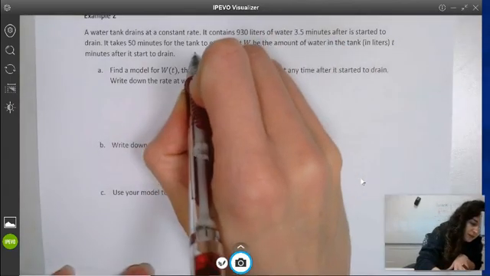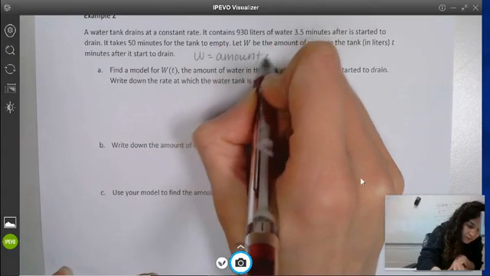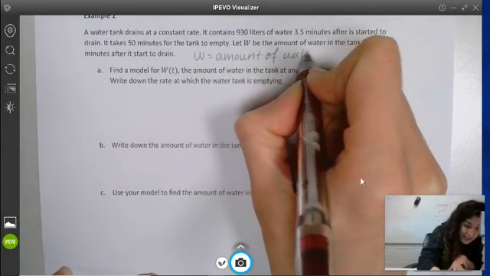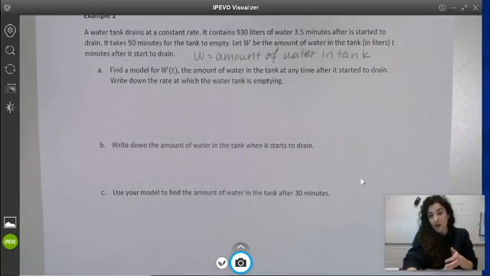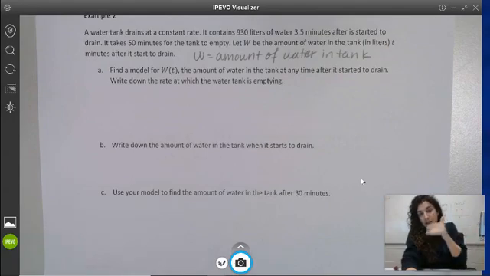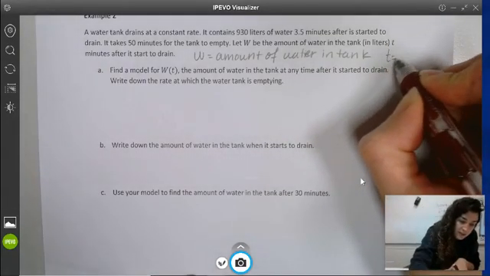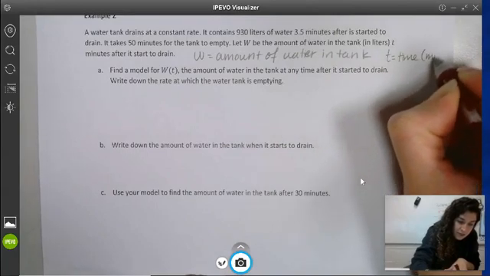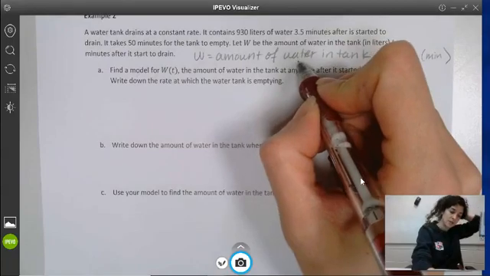Label your variables. W equals amount of water in tank, because that's important. Because it could be the amount of water that's outside of the tank, and that can be increasing as the amount of water in the tank decreases. But we're talking about the water in the tank. And T is time in minutes. Water in the tank is in liters.